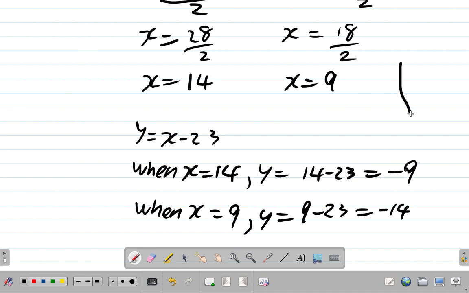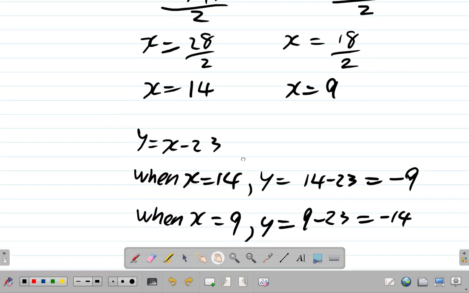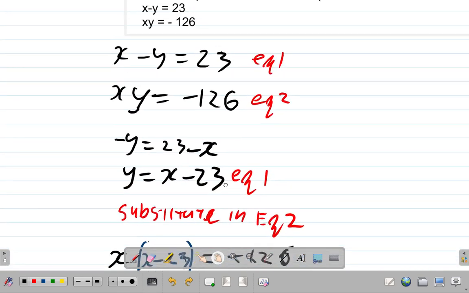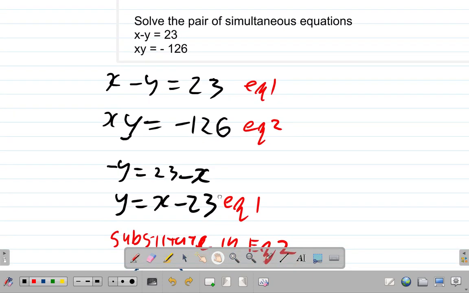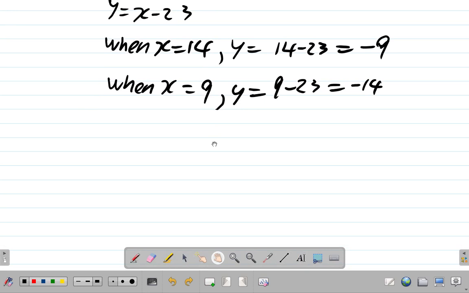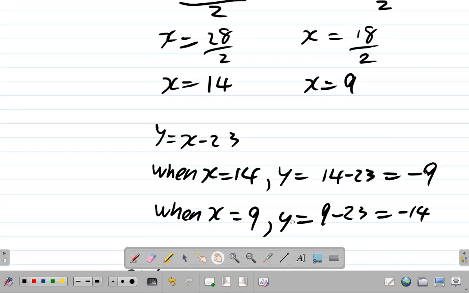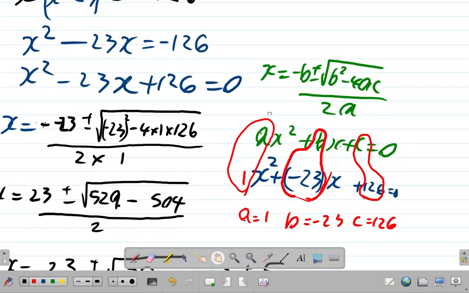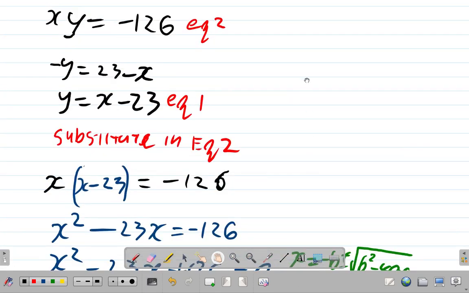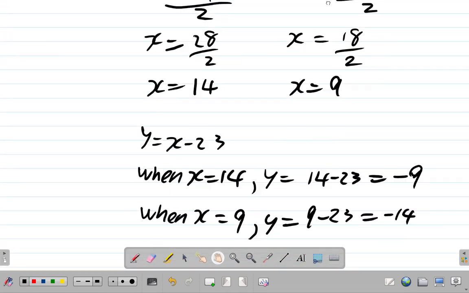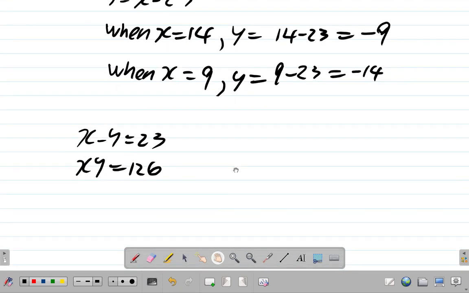Now, let's see what the equations are again. Let's scroll back up to the equations. You have x minus y is 23, xy is... they say x minus y is 23, xy is what? 126? Was it 126? It slipped out of my head a while ago, you know. It's negative 126.